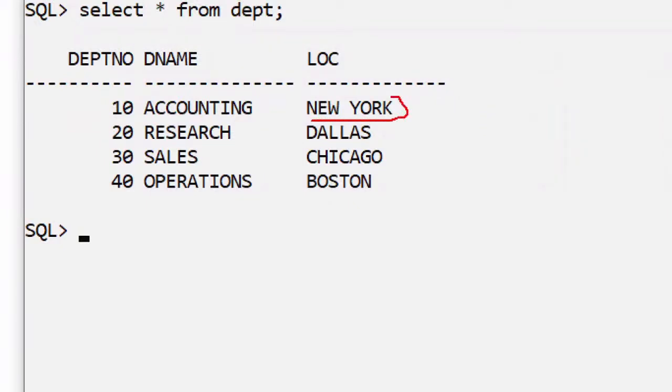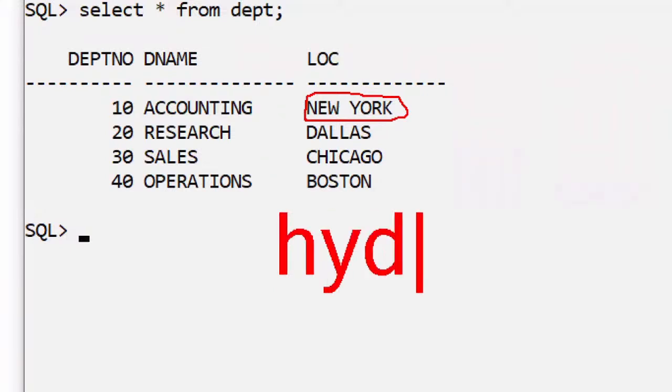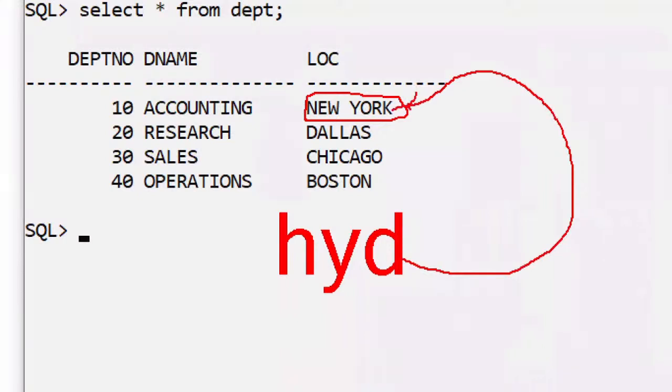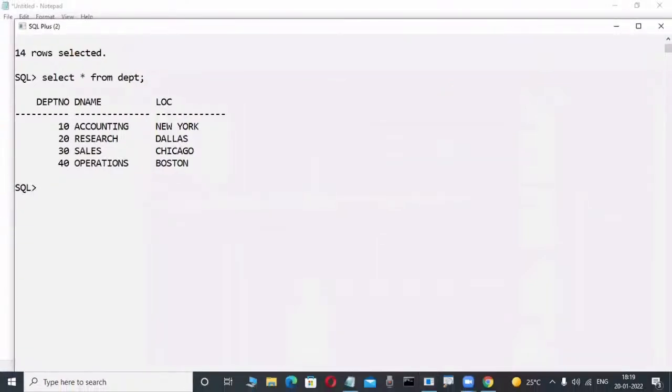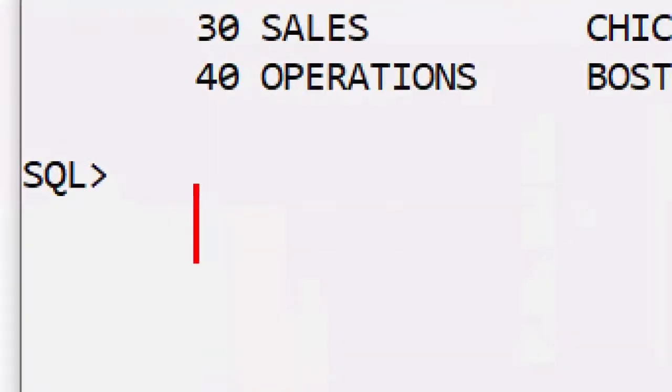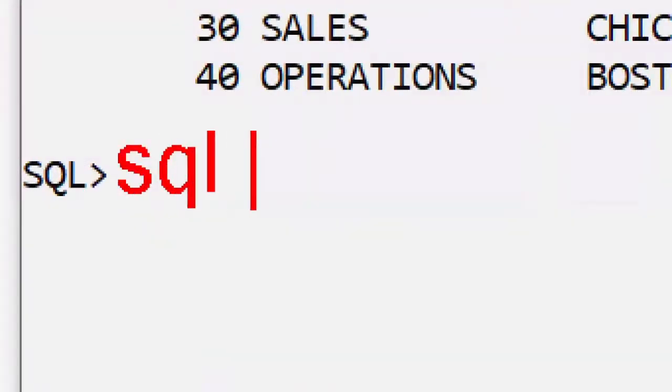Observe here. New York is a city, for example. In my project, today I want to change this New York location into Hyderabad as a location in my project. I want to change this in the relational database. How can I do it? Just at the SQL prompt, only the SQL language we are using. SQL language means a very easy language. How, I will tell you.